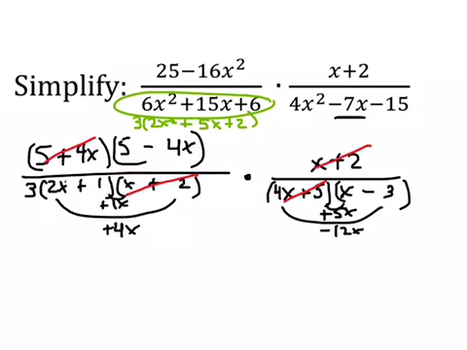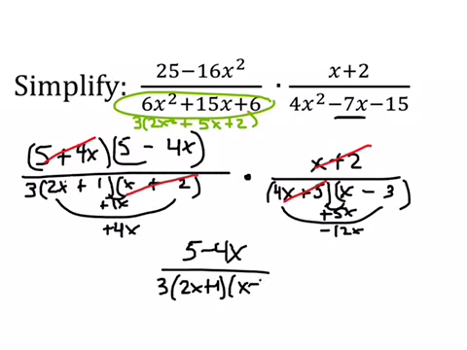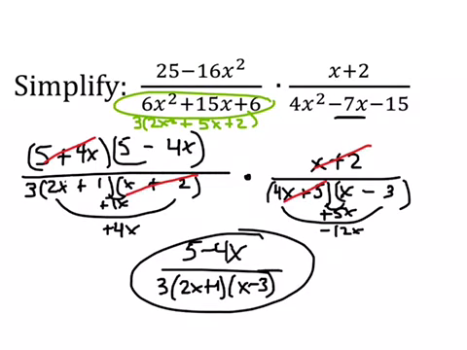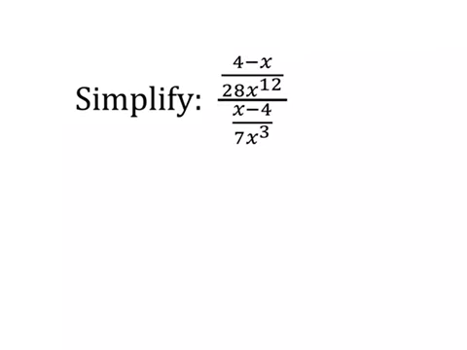That's all that cancels. So what I have left in the numerator is 5 minus 4x. In the denominator, I have a 3 and a 2x plus 1 and an x minus 3. Now you could multiply out the denominator, but we can also just leave it like this. And there's our answer. All right, in this next problem, notice this is a complex fraction.